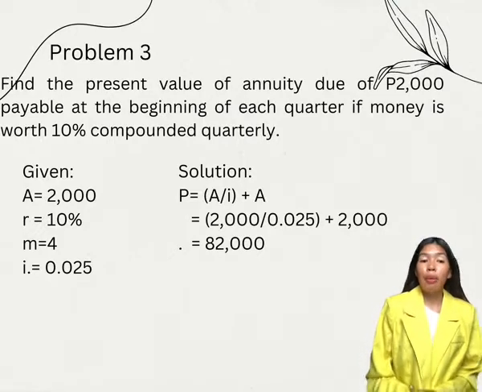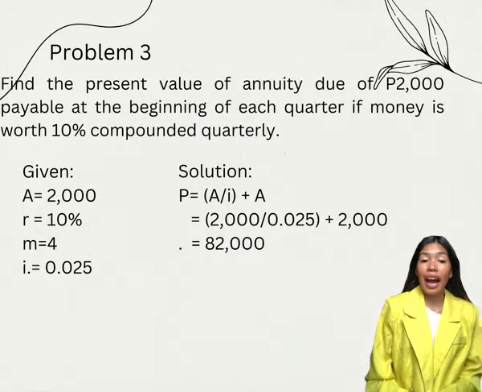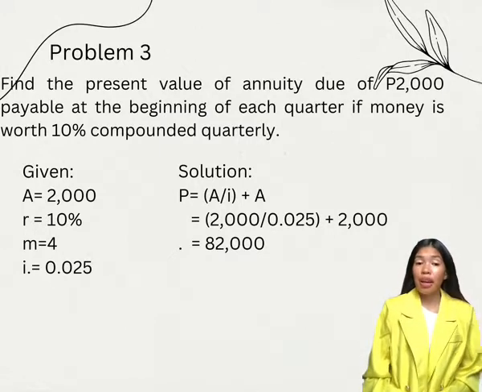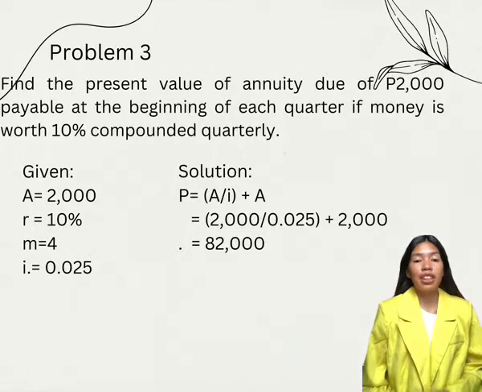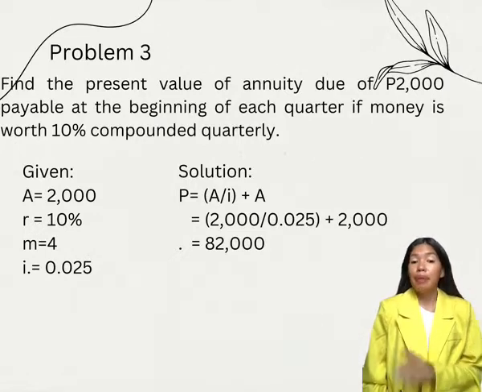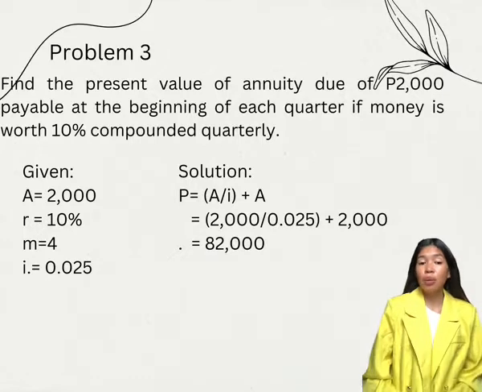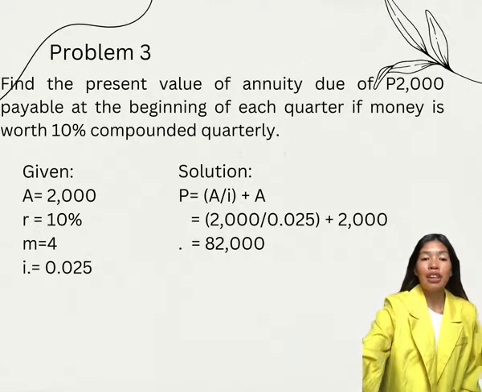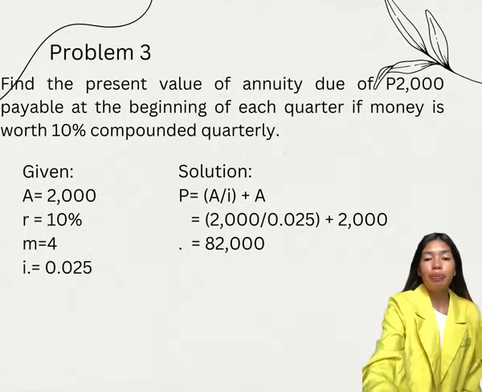The formula is P equals A over I plus A. So, substitute the values. We have 2,000 divided by 0.025 plus 2,000. And the answer will be 82,000. So, 82,000 is our present value for the third problem.